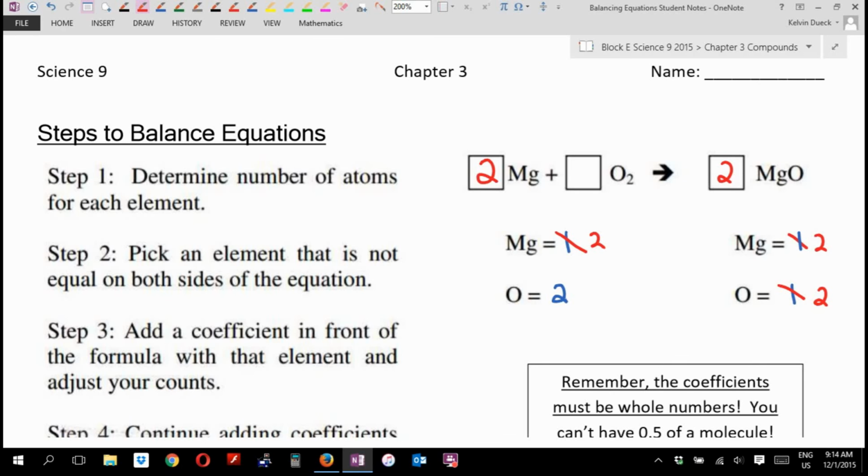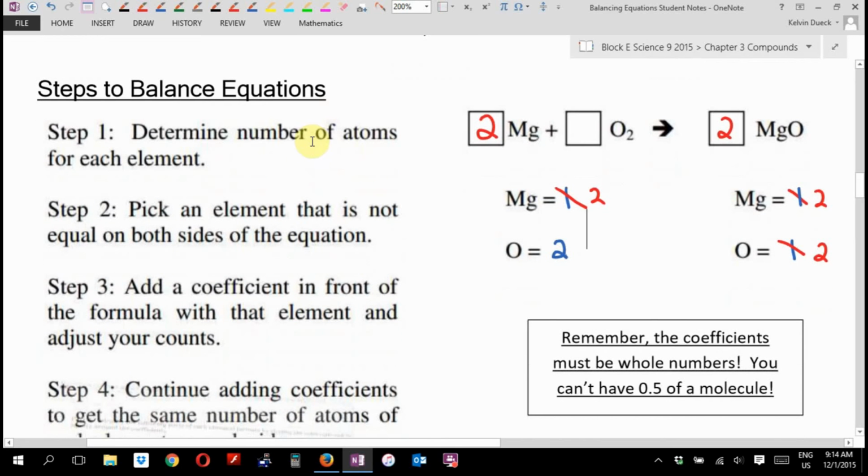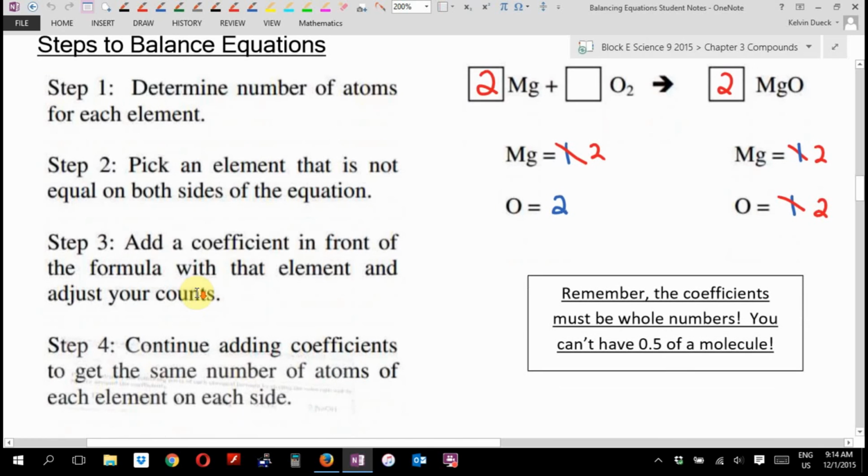That's balancing equations. So if you look at the steps, it says determine the number of atoms in each element, pick an element that's not balanced, not equal on both sides of the equation, add coefficients in front, not subscripts, Mason. You're not allowed to write the small numbers, can't change those. Add coefficients in front, but every time you add a coefficient, ask what else changed? And if you do it right along the way, continuing to add coefficients, suddenly you'll go, duh! It's balanced. Little note, the coefficients have to be whole numbers. You can't have decimals like 0.5 of a molecule or 0.6 of a molecule.